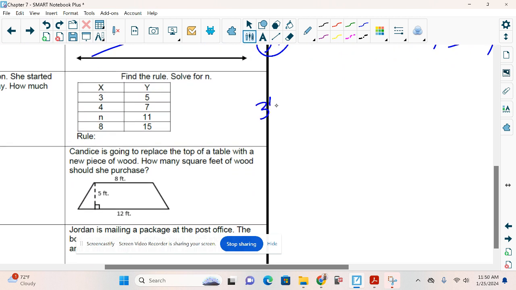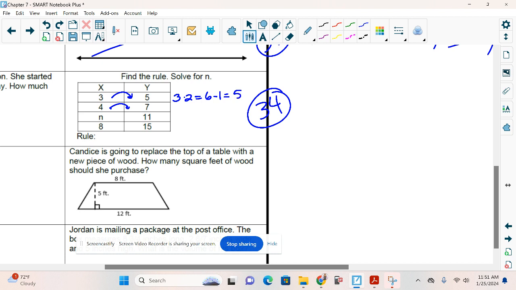Number 34 says find the rule and solve for m. So we want to know, what are we doing to x to get to 5? Initially, my first thought is, oh, if I add 2, I get 5. But if I add 2 to 4, I don't get 7. So I have to backtrack and think. When I look at this, it's really close if I double each one of these, but I have to take something away. So if I have 3 times 2, that equals 6, and then if I minus 1, I get 5.